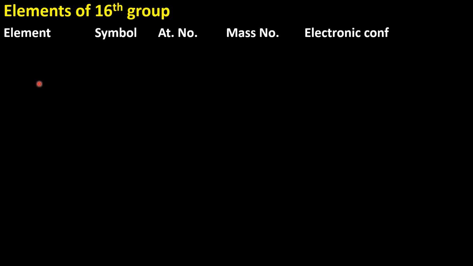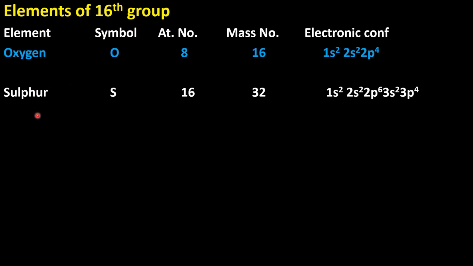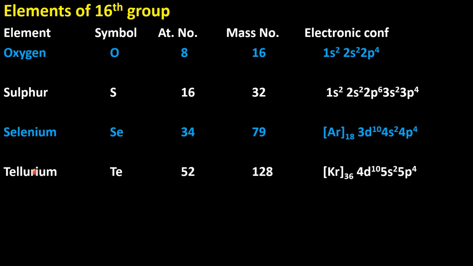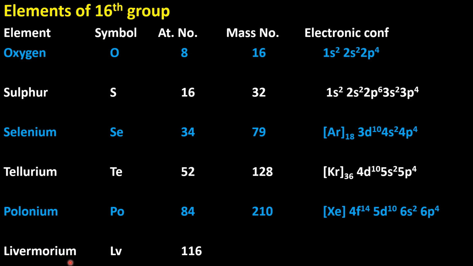Whatever information was discussed just now is given in tabular form: oxygen, sulfur, selenium, tellurium, polonium, and livermorium. Livermorium is a radioactive element and it is a transuranic element. It is artificially prepared.